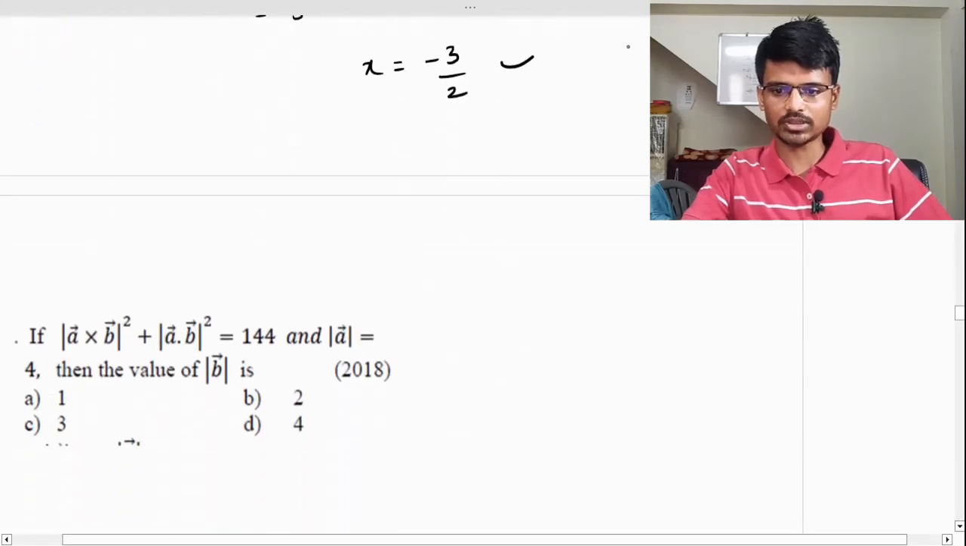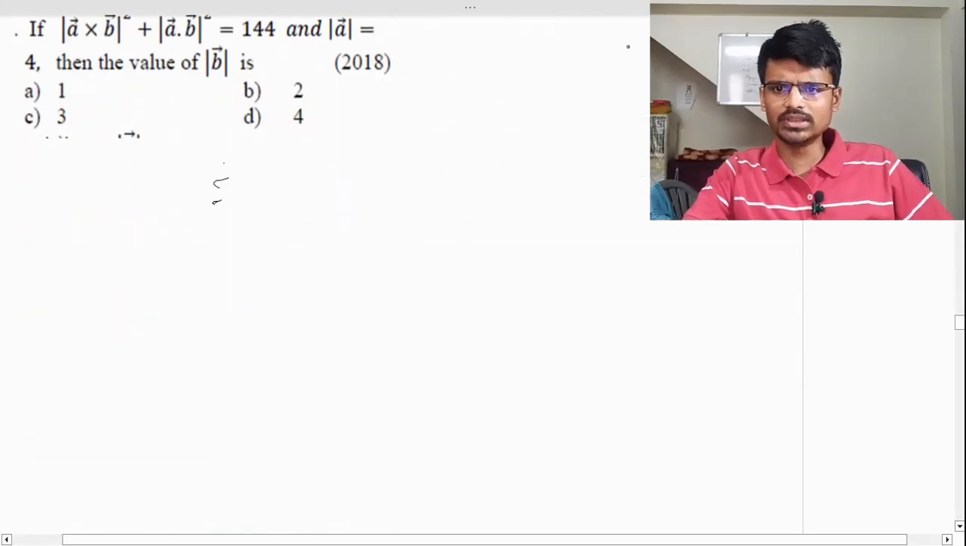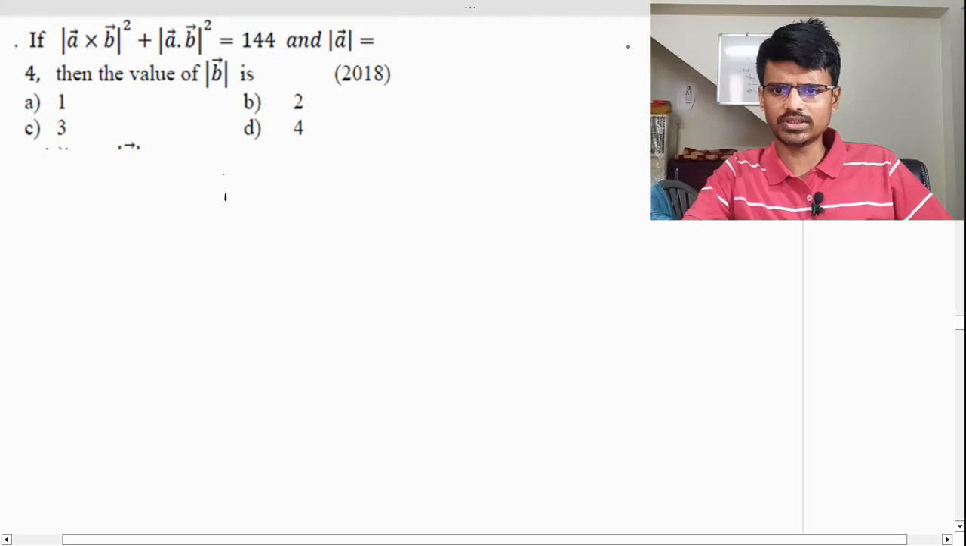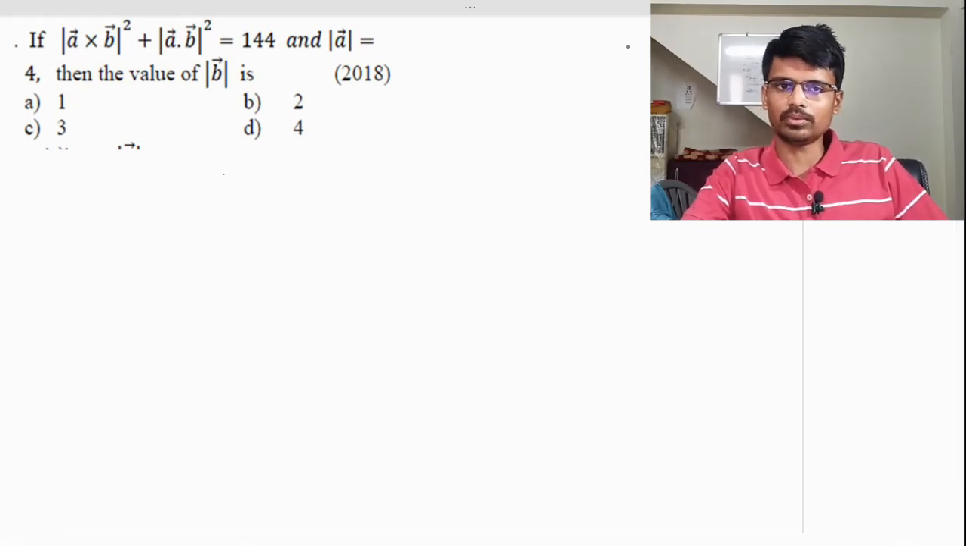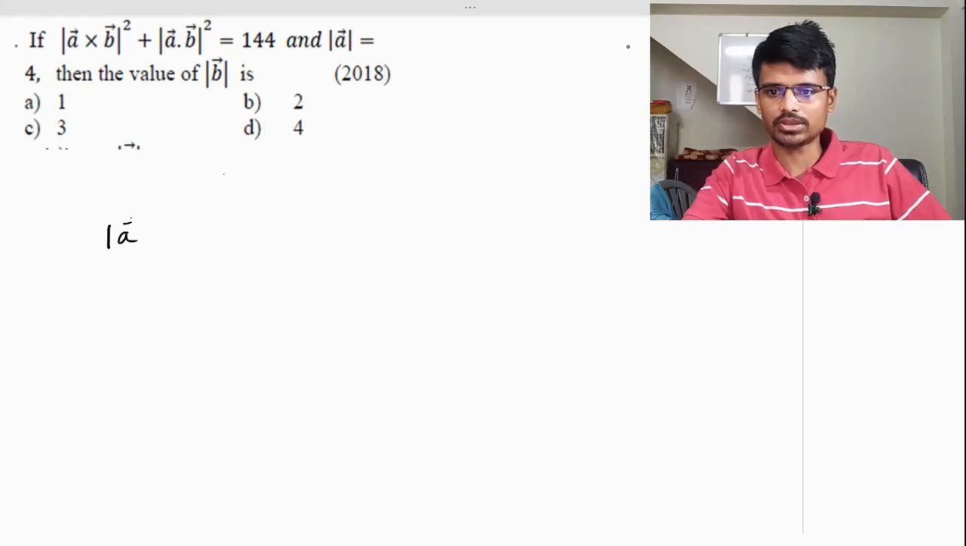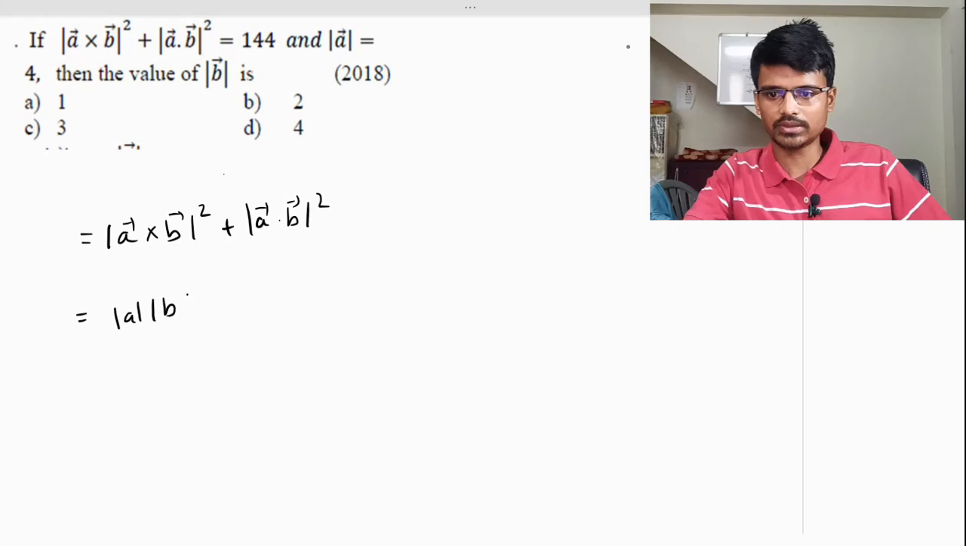Let's move to the next question. This is a very easy question that has been asked a number of times. From the past 3 years he's been asking this question, so it is an easy question, and you might expect it. So let me write down that expression. We have got the cross product and the dot product. So what is the cross product? It is nothing but the magnitude of the two vectors and the sine theta between them, right?